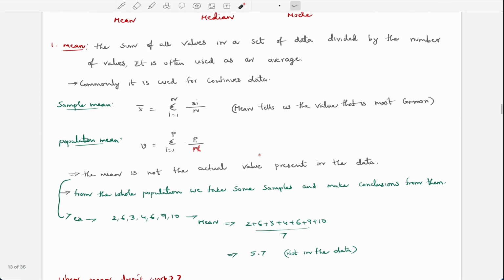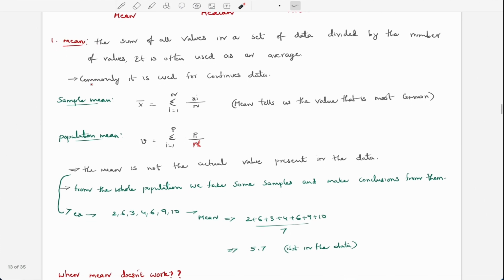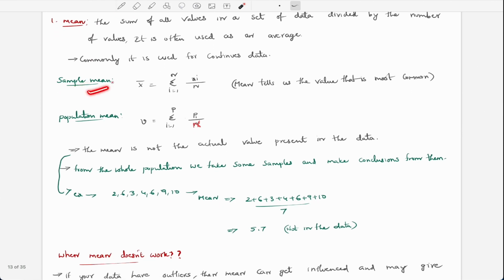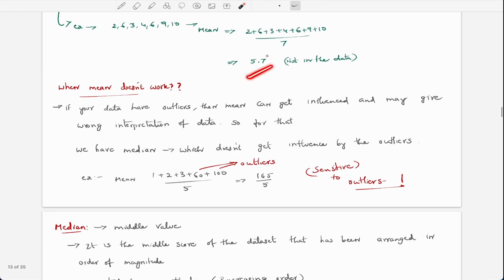I hope you have a basic intuition of what the mean is. The mean is just a kind of average, the sum of all values divided by the number of values here. And we have a sample mean which is used for the sample data, and we have a population mean which is used for the population. So we have given a practical example there.